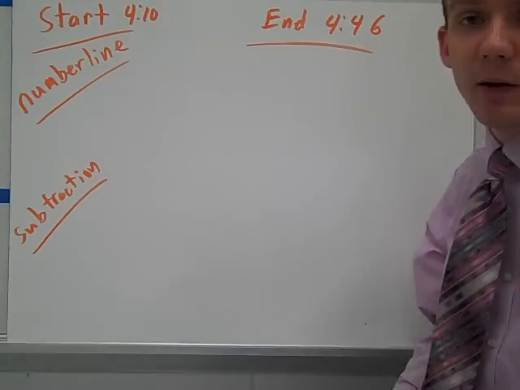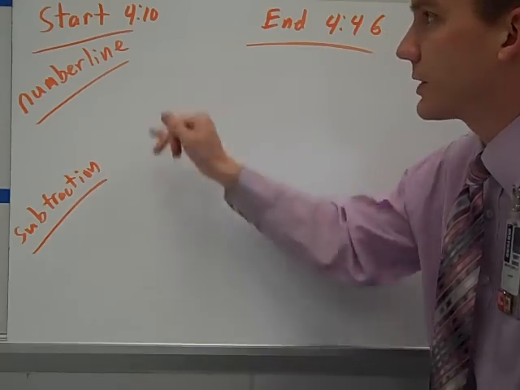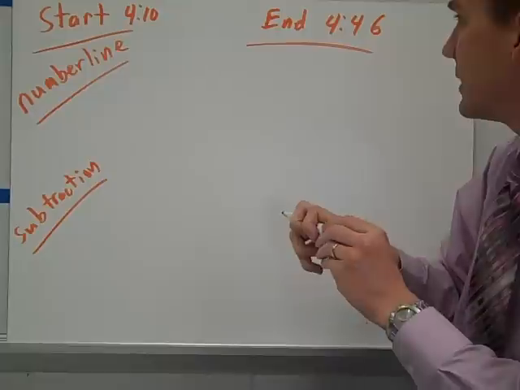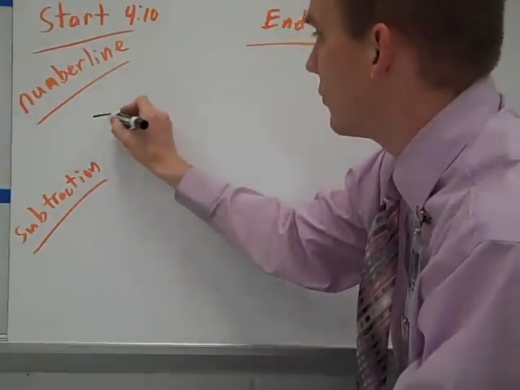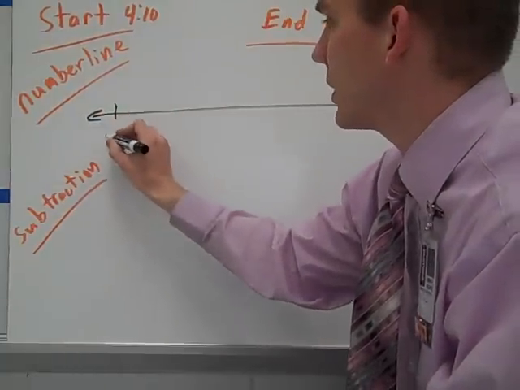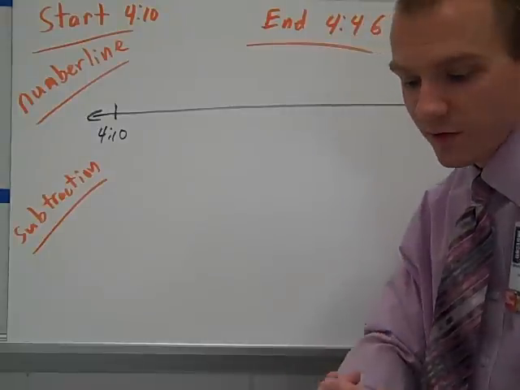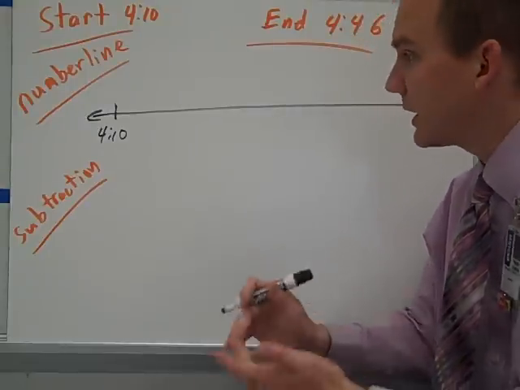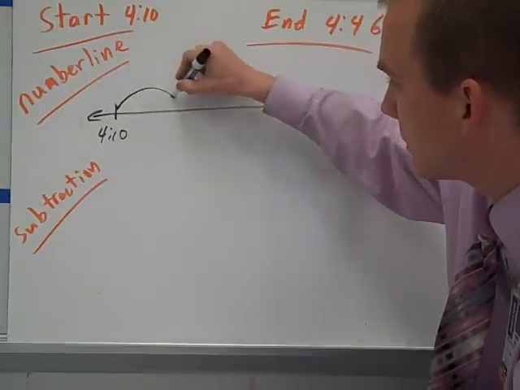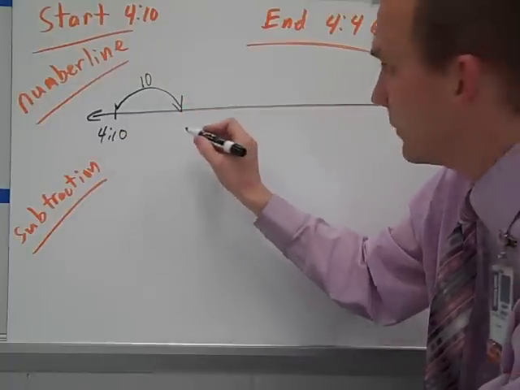Let's look at a different problem, and I'm going to show you right now how to do it with number line and subtraction. Our start time is 4:10, end time is 4:46. So for the number line, you draw your whole number line out, and you just start with 4:10. Now let me think. I'm already at an even 5, already at an even 10. So I can immediately jump 10 minutes. 10 minutes, that would be 4:10, 20, 4:20.